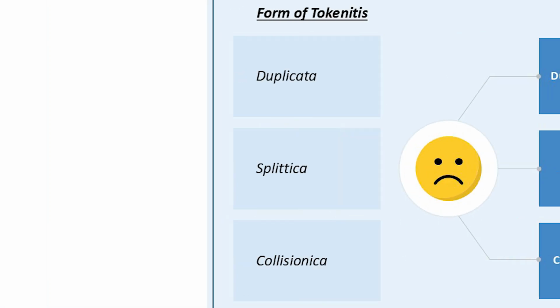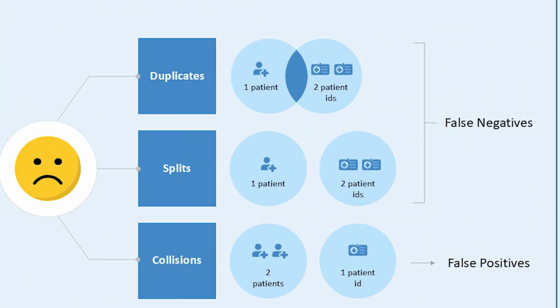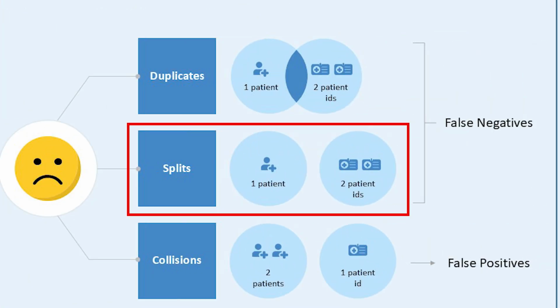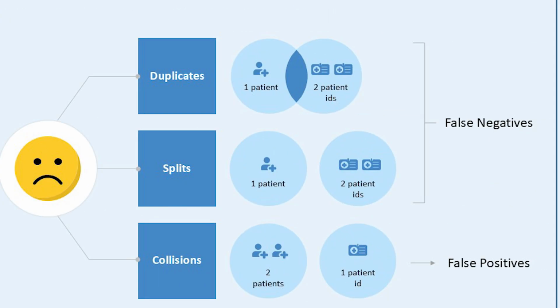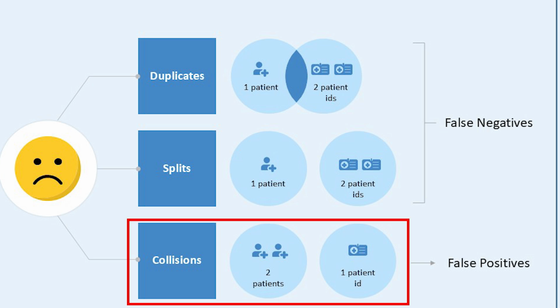The second tokenitis is Tokenitis splitica. So one patient gets 2 patient IDs and there's no overlap between their claims. And the third one is Tokenitis collisionica, where you have 2 patients that get mapped onto 1 patient ID, okay?